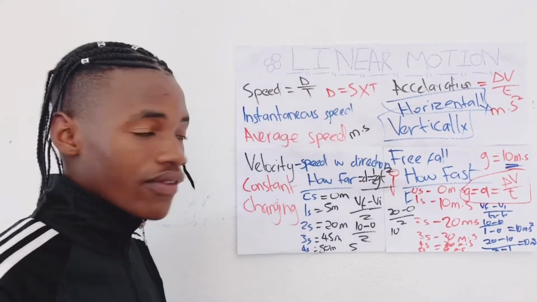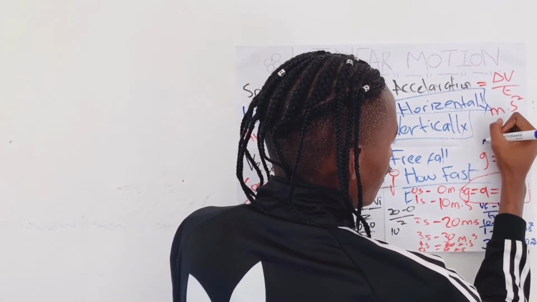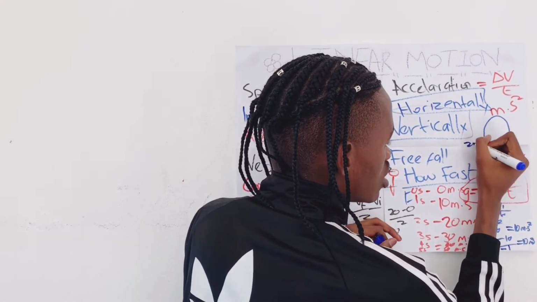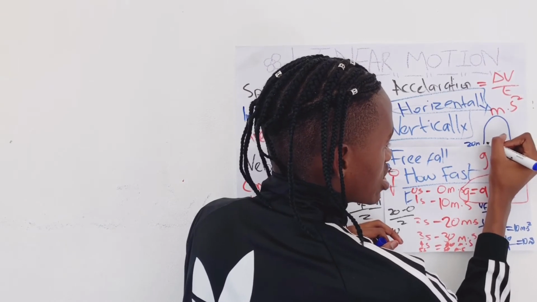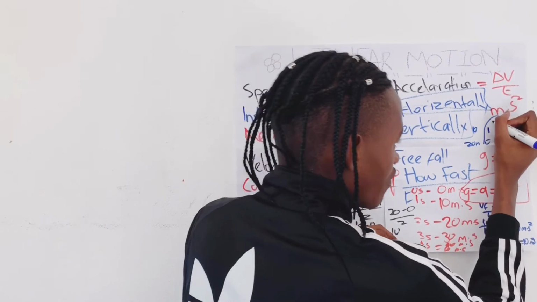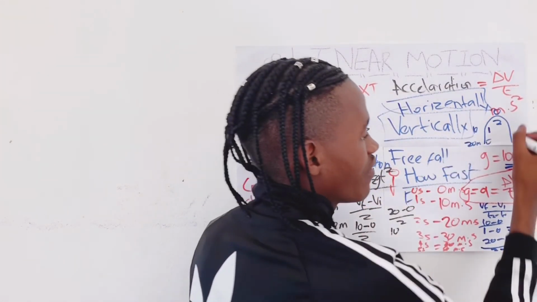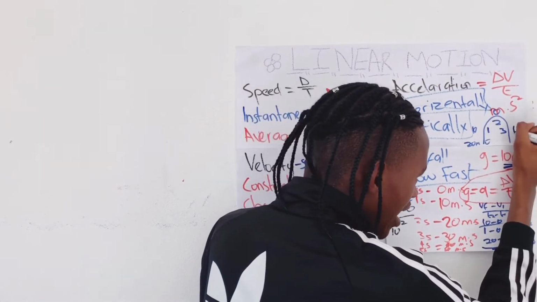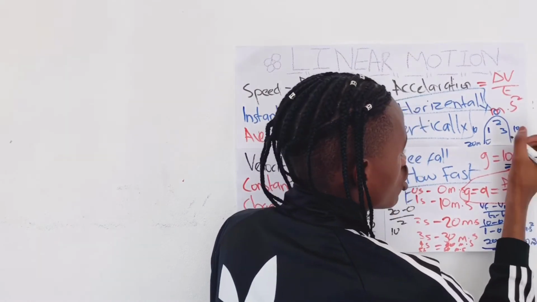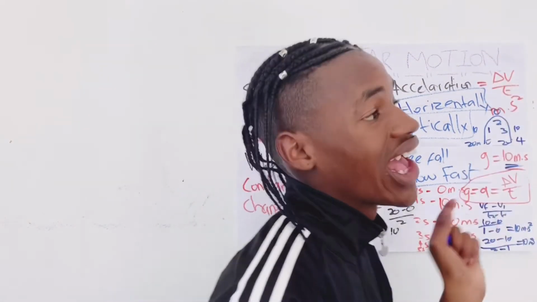So now let me give you an example. If I project an object like that, and my initial velocity is 20 meters per second at 0, after 1 second it is going to be 10 meters per second, after 2 seconds it is going to be 0, the velocity, and then after 3 seconds it is going to be back again 10 meters per second, but in the opposite direction, and then after 4 seconds it is going to be 20 meters per second, right, while it is going up and down.